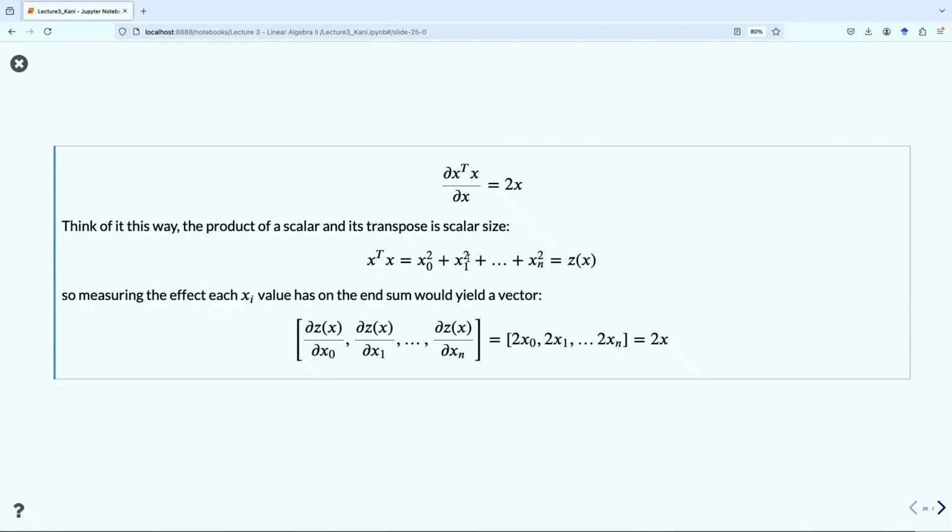So the derivative with respect to each of these variables is simply 2xn, and the result of this is simply 2x, the original vector. And even that makes sense, right? We're taking x and multiplying it by itself, effectively getting x squared. So the derivative of x squared is still equal to 2x. So it makes intuitive sense.